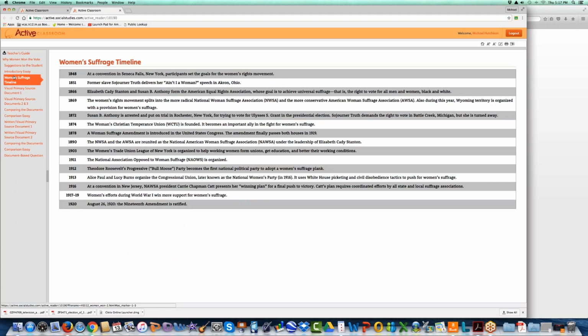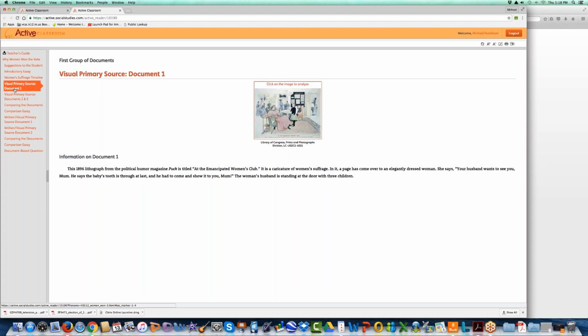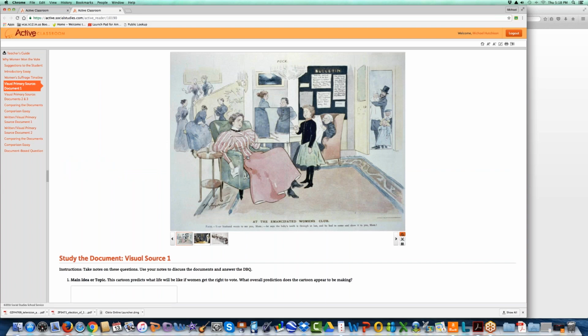So one thing I might ask, which is a pretty simple question, is in what presidential election did women actually have the right to vote for the first time? And of course, that would be the election of 1920. So there's a number of things here you could do, but what I think is really cool about Debating the Documents is there's a number of primary sources that are either visual, or they are also text in nature.